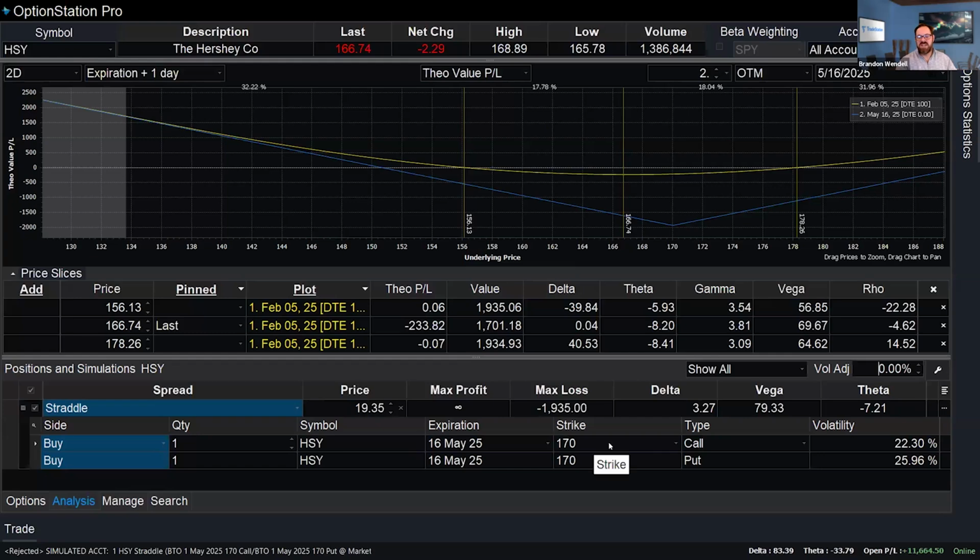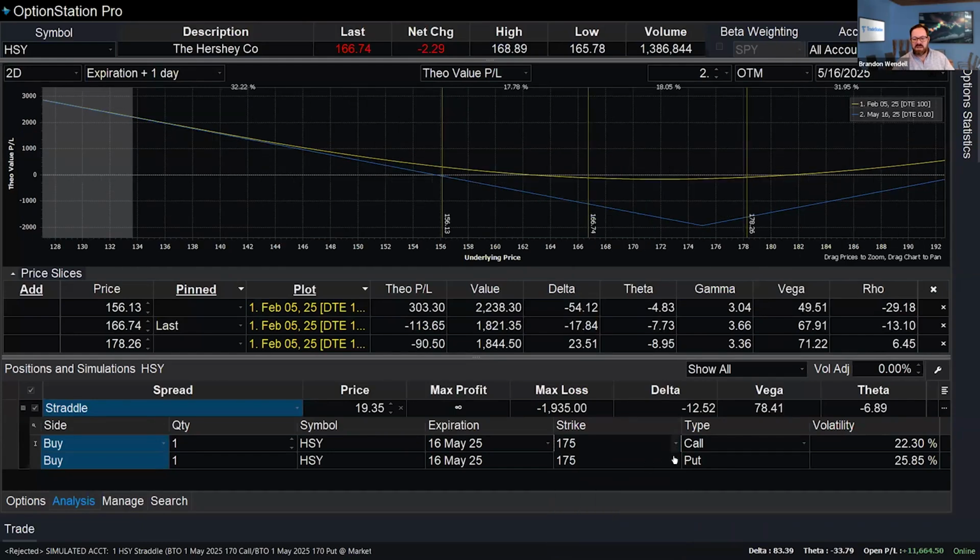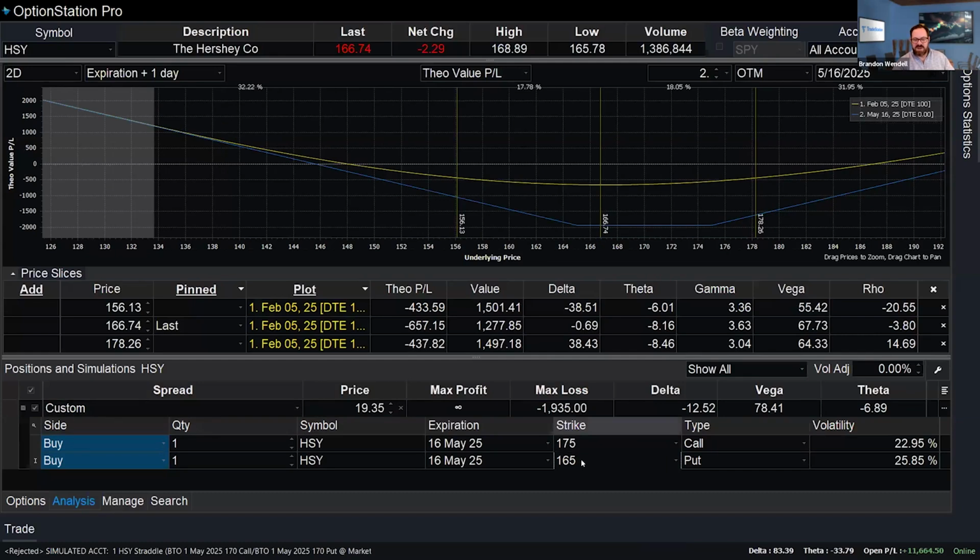If we slightly change this, so that we do a call, I have the 170s, so maybe we'll do 175s. Just move it by 5 points. And the put will move down to 165. It shows us custom, but this is the strangle. The only thing I did is change my legs so that I'm not using the same strike.